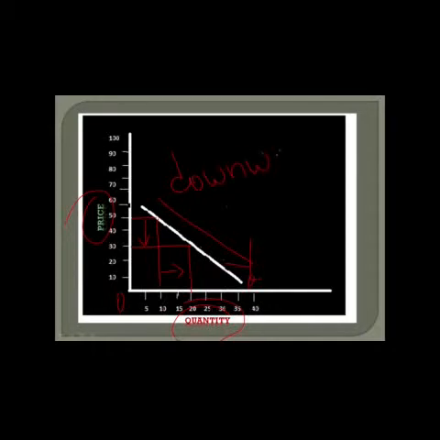Why is it downward sloping? Do you have any idea why it is downward sloping? It is because of the law of demand. As the price is decreasing, the demand is increasing, and that is why the demand curve is sloping downwards. But what happens to the demand curve, will it shift when there is a change in price?